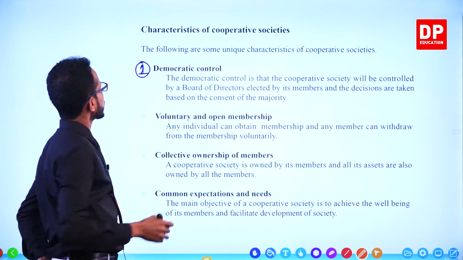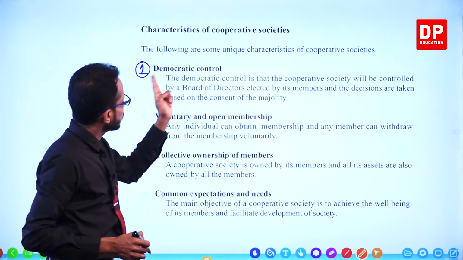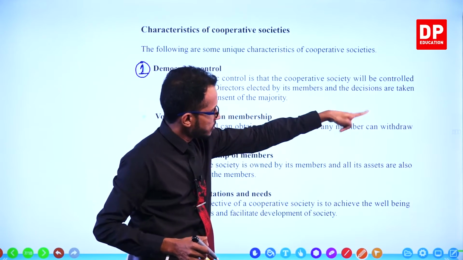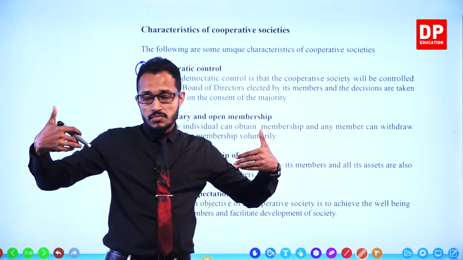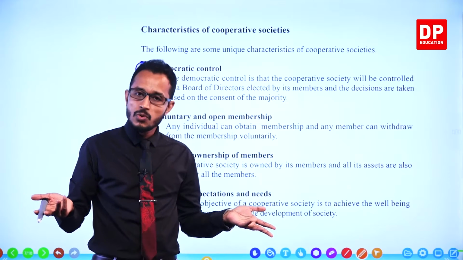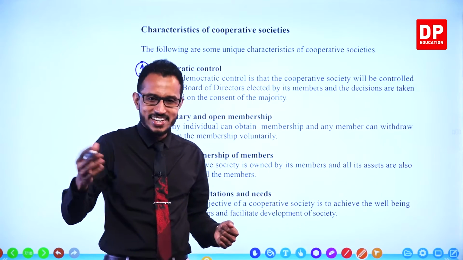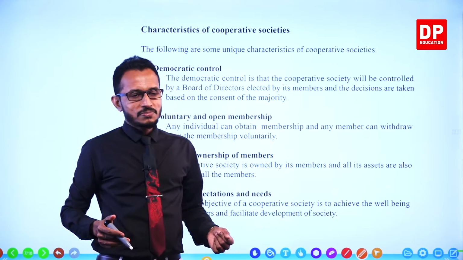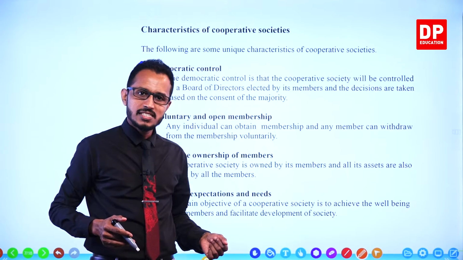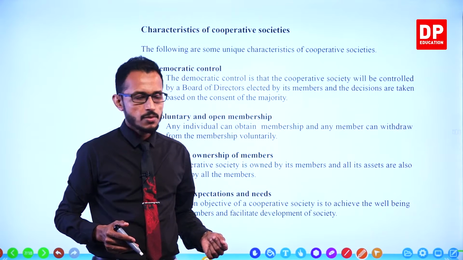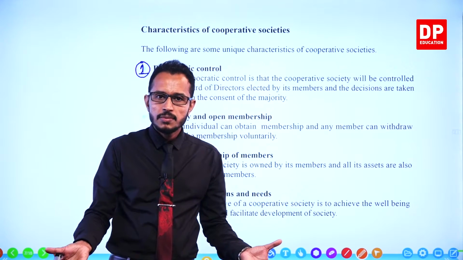The very first characteristic, democratic control, is that the cooperative society will be controlled by a board of directors elected by its members, and the decisions are taken based on the consent of the majority. Democratic, you know, even the country that we live in is a democratic country. Well, they say that it's a democratic country. Democratic Socialist Republic of Sri Lanka. Democratic means the opinion of the majority matters.